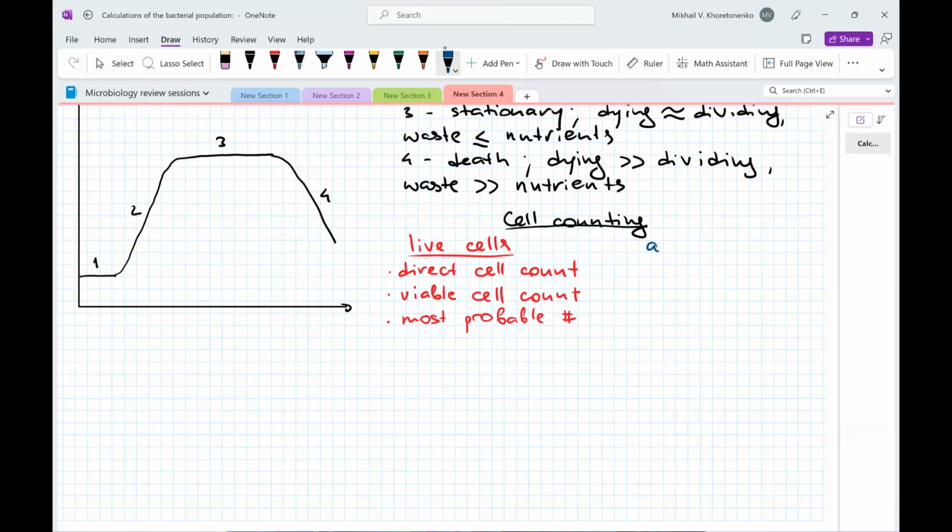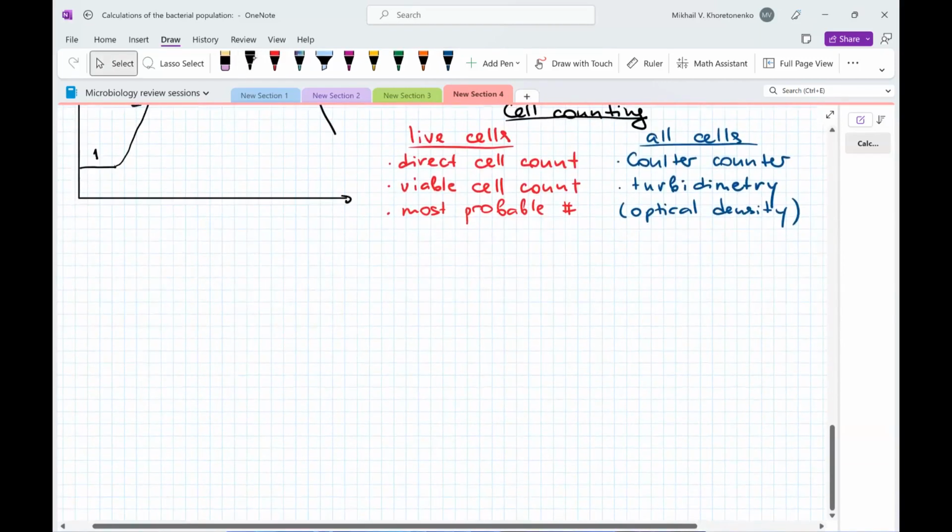Right. Then total cells will be measured with a Coulter counter and turbidimetry. Okay. And remember, Coulter counter, what happens? Turbidimetry is not even the cell count. We're measuring optical density or light absorption. Okay, so that brings us to the concept of, so let's talk about communities.